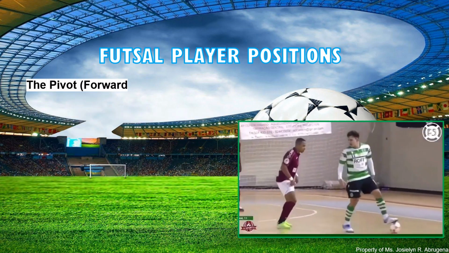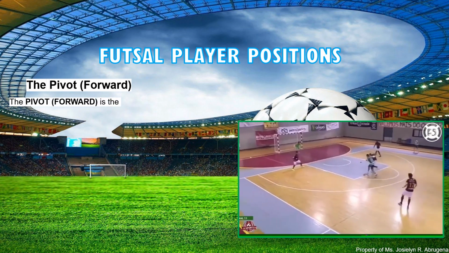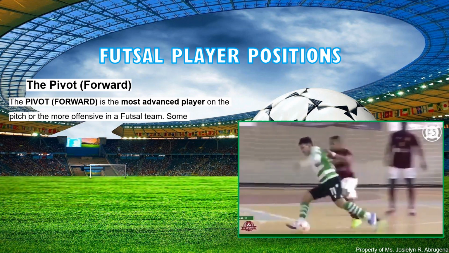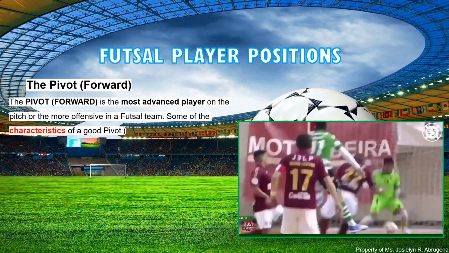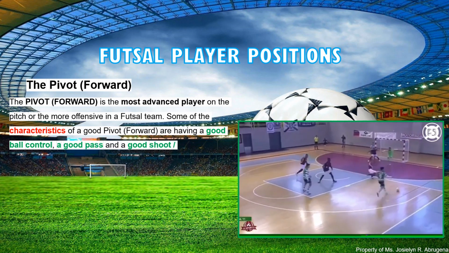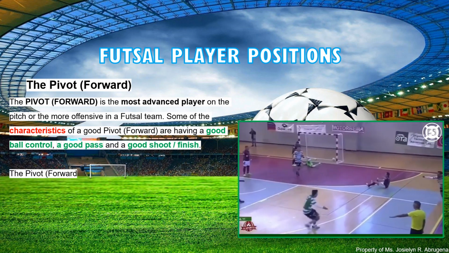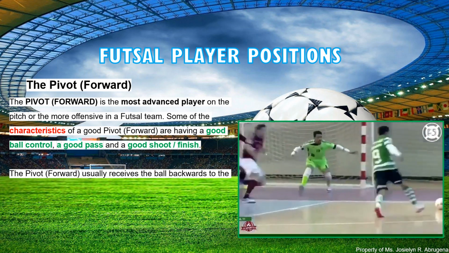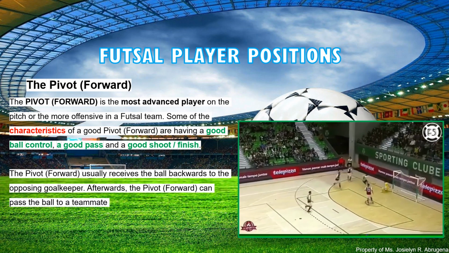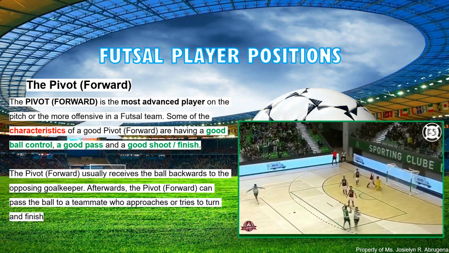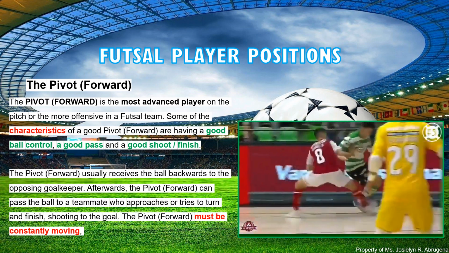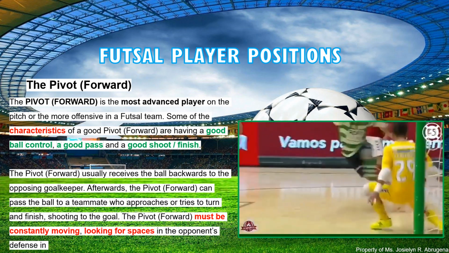The pivot, forward, is the most advanced player on the pitch or the more offensive in a futsal team. Some of the characteristics of a good pivot, forward, are having a good ball control, a good pass and a good shoot/finish. The pivot, forward, usually receives the ball backwards to the opposing goalkeeper. Afterwards, the pivot, forward, can pass the ball to a teammate who approaches or tries to turn and finish, shooting to the goal. The pivot, forward, must be constantly moving, looking for spaces in the opponent's defense in order to get the ball.